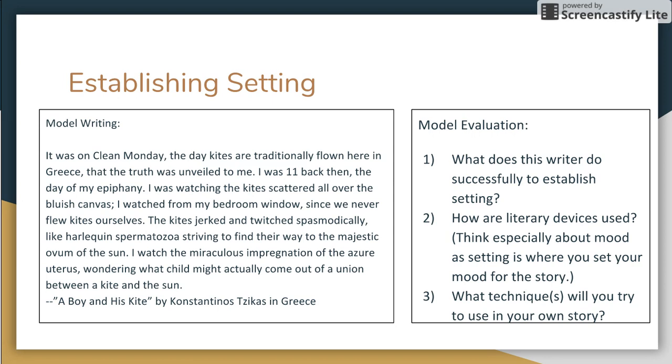And then on your handout, there's a couple model evaluation questions. Specifically, what does the writer do successfully to establish setting? How are literary devices used? And here you really want to think about mood, because setting is a great place to establish your mood. And then what techniques will you try to use in your own story? So go ahead and read the excerpt and answer those questions in your handout.